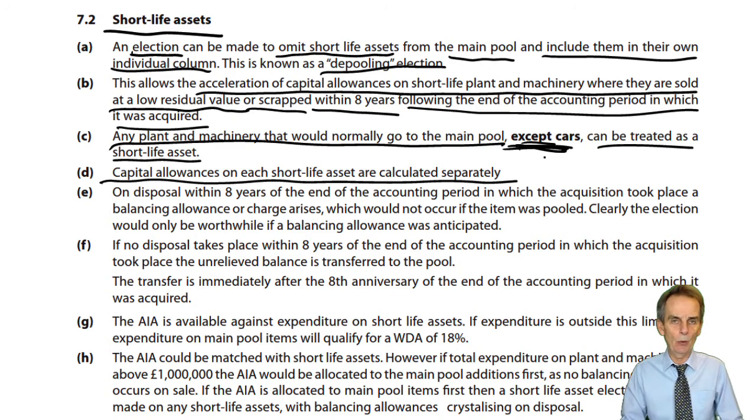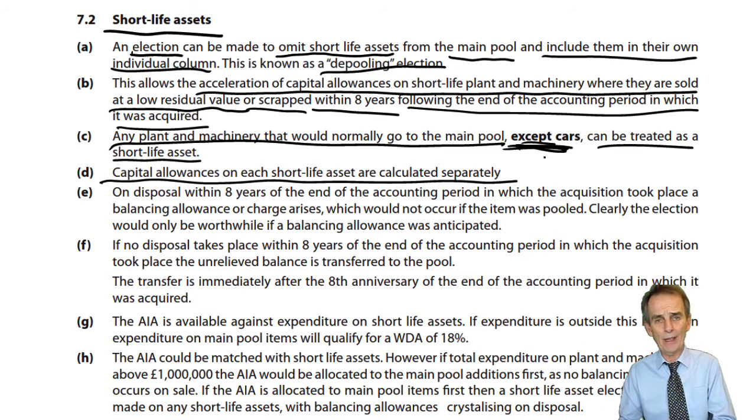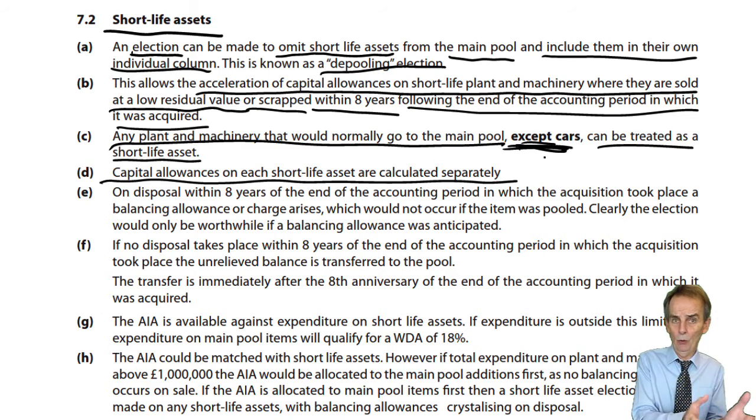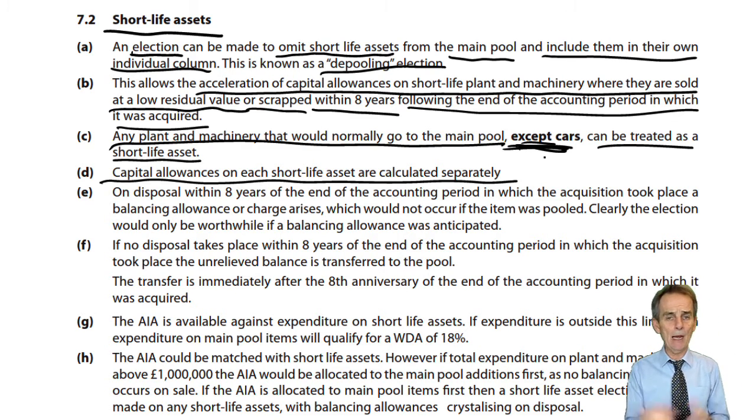Now, initially, when the depooling election is made, and while you continue to own the asset within the depooling election column, the short life asset, there's no difference. You will get a writing down allowance. Rather than it being a part of the pool and getting your 18% WDA, you've separated it out and you give it specifically the 18% WDA. Like within a pool, you get a tax written down value to carry forward, and on a reducing balance basis, 18% per annum on that reducing balance basis. So again, all it seems to be doing is to make more work for yourself.